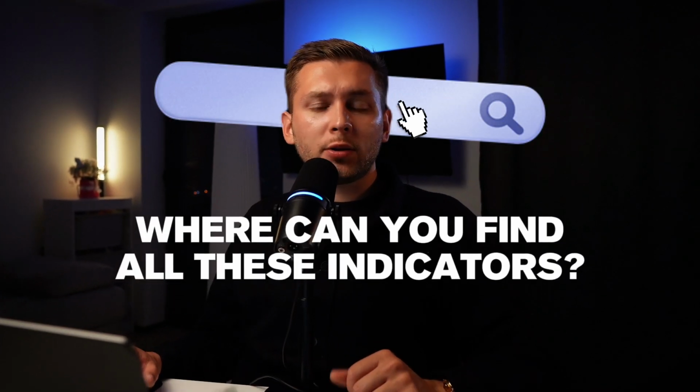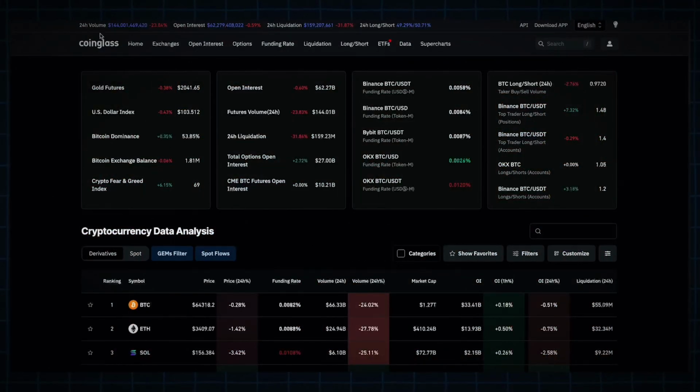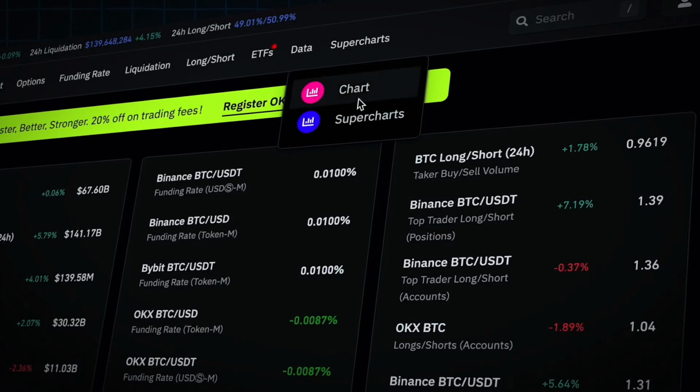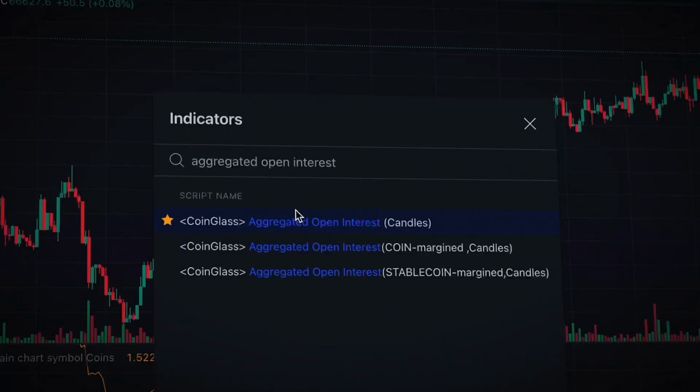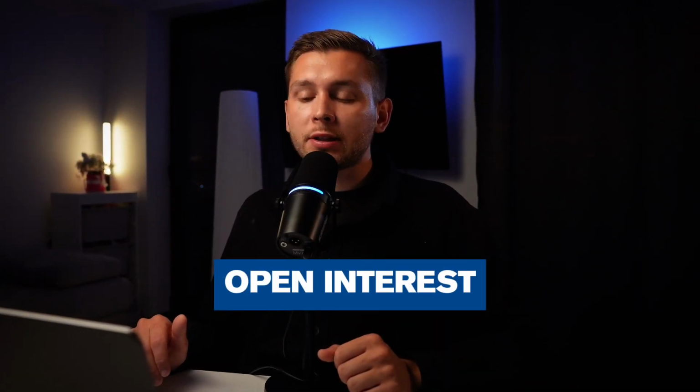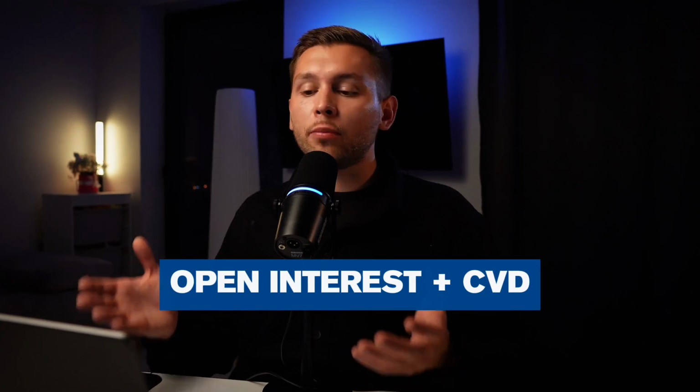But where can you find all these indicators? You can enable the open interest indicator on the CoinGlass website. Go here, click on Supercharts, then in Indicators enter Aggregated Open Interest Candles. To improve the quality of market signals, I recommend using open interest in combination with the cumulative volume delta. A fully detailed video about cumulative volume delta is already on my YouTube channel, so the link will be in the description. I recommend watching it.